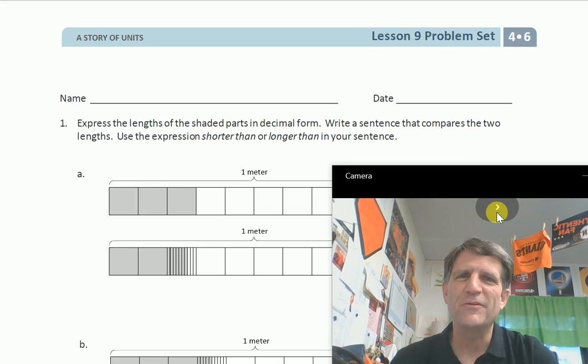Alrighty, let's get started with Module 6, Lesson 9, the problem set. In this lesson, we're going to use a place value chart and metric measurement to compare decimals and answer comparison questions. Remember, when we're comparing things, we're usually looking for greater than, less than, or equal. So let's get started, shall we?